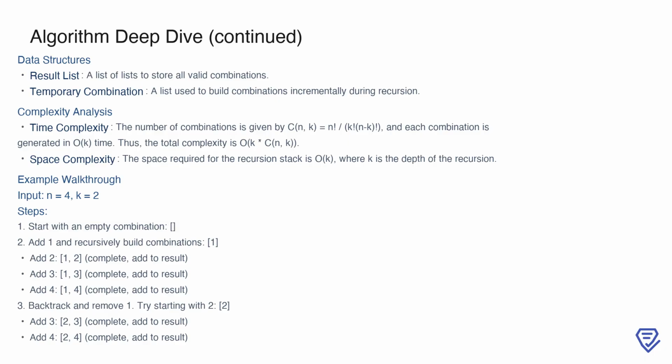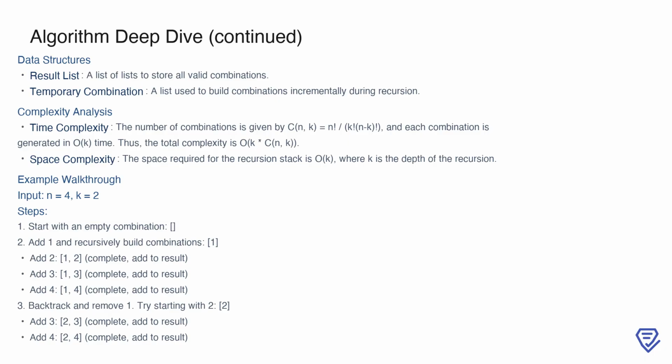Now, let's analyze the complexity. The time complexity is determined by the number of combinations, C(n, k), which equals n factorial divided by k factorial times (n minus k) factorial. Each combination is constructed in O(k) time, so the overall complexity is O(k * C(n, k)). For space complexity, the recursion stack depth is proportional to k because at any point, the temporary combination can have at most k elements. This gives a space complexity of O(k).